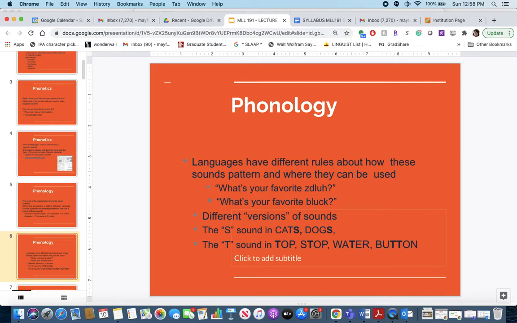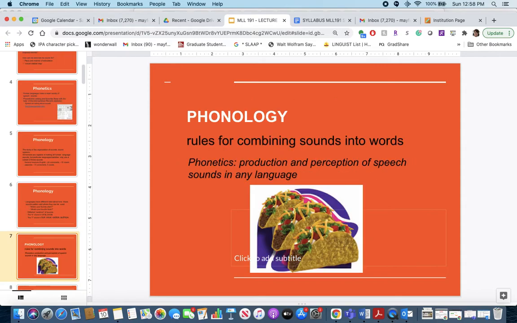So this word button, right? I guarantee you will not say button with a crisp T, right? But some people would say it as a flap. Some people also have it as a glottal stop. So you say button, right? And that is just a variety of phonetics and a variety of language.